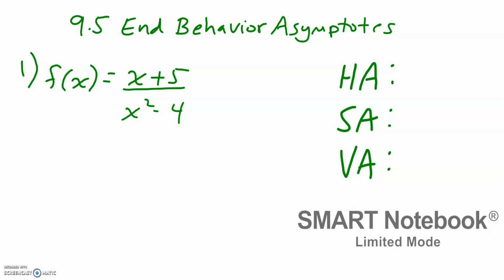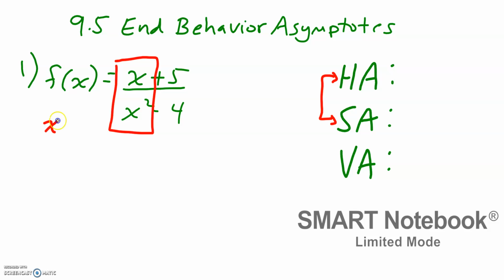So if we take a look at this function, the first thing I want to focus on is if this function either has a horizontal or a slant asymptote. It can't have both of these at the same time, so we need to determine which one it is based on the end behavior, what's happening. So when you're looking at a function, before you factor or do anything else, what I would always focus on is what the powers are doing.